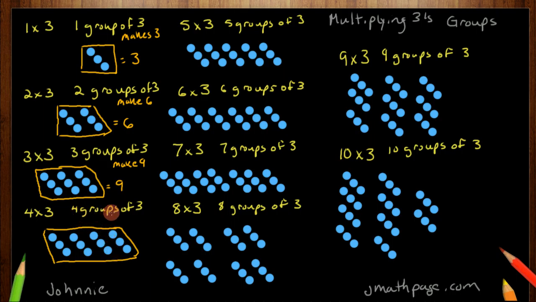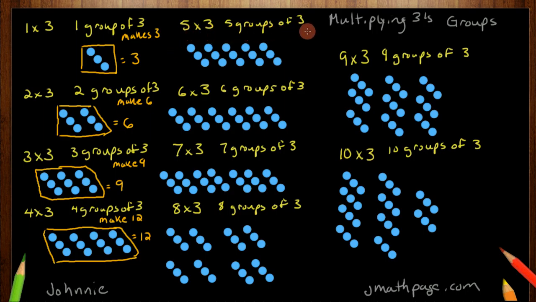So I can say four groups of 3 make 12. I can also say 4 times 3 equals 12. All right. What about 5 times 3?